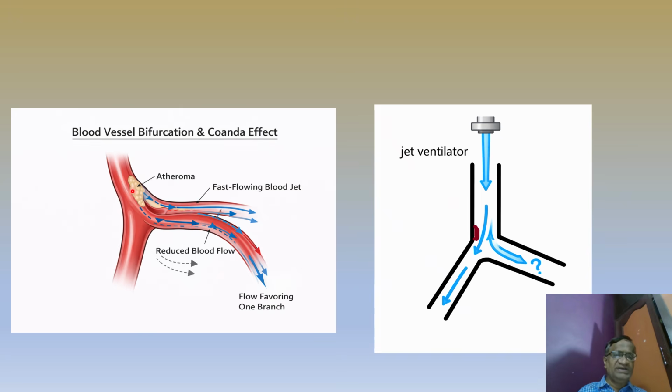Now when a blood vessel is bifurcating like this and a small atheroma is like this, the blood flow can go this way, a fast flowing jet, with reduced blood flow on the other side. A jet ventilator can also cause this, because of thick mucus or blood, the jet can be directed here.